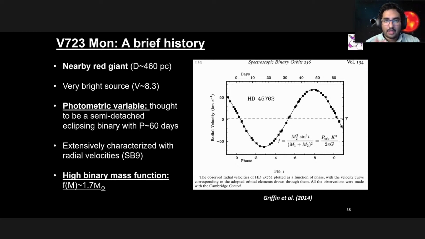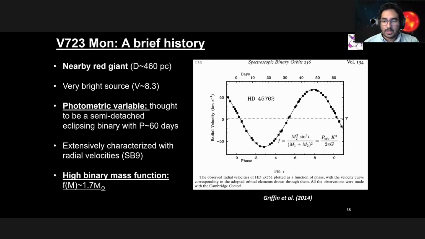V723 Mon has a high binary mass function of about 1.7 solar masses, much larger than that of J521. What this means is that the minimum mass of the companion around the red giant is 1.7 solar masses. That is, if the red giant had a mass of 0, which is impossible. For an edge-on orbit and a typical giant mass of about 1 solar mass, the companion will have a mass of about 3 solar masses.